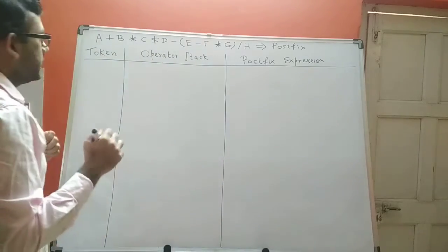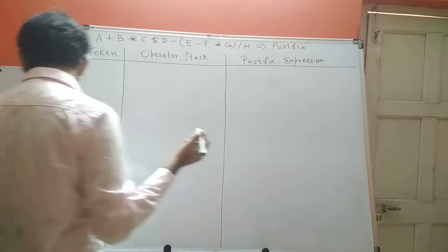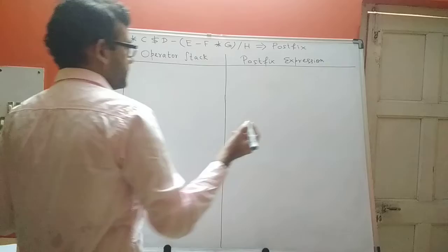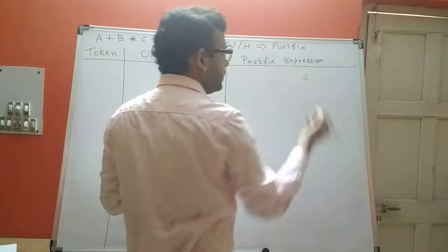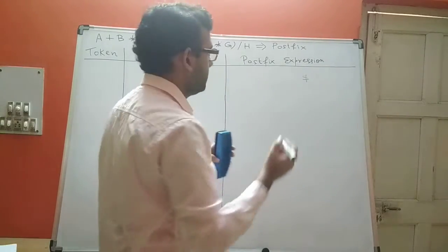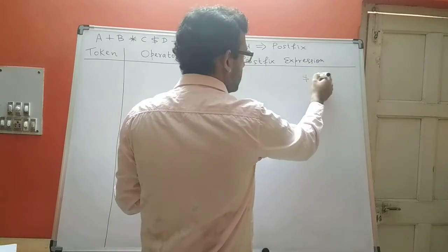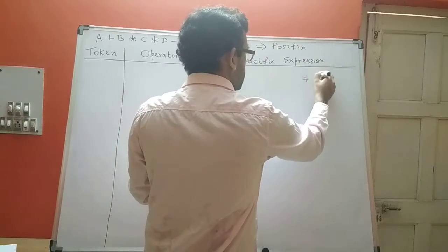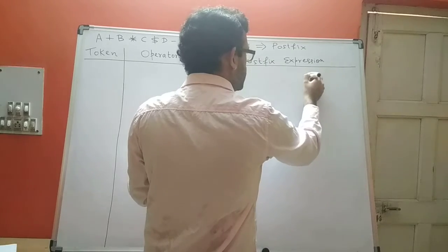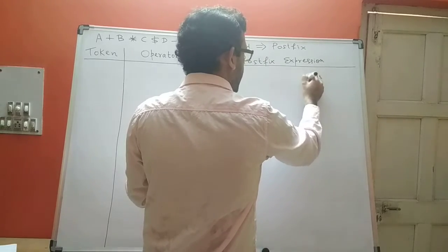Before I start, it's important for you to keep in mind the relative precedence of operators. Remember, dollar represents exponentiation, that means power. So either I write dollar or I write caret. It means the same thing. Both represent exponentiation.